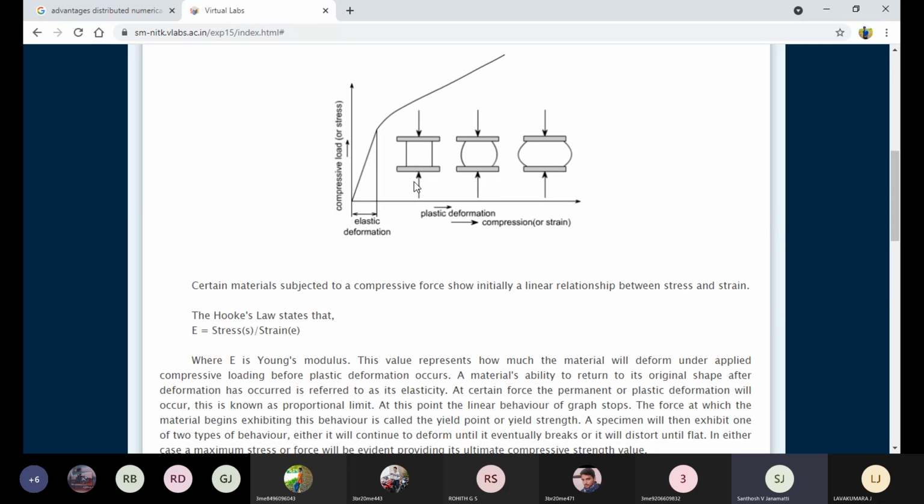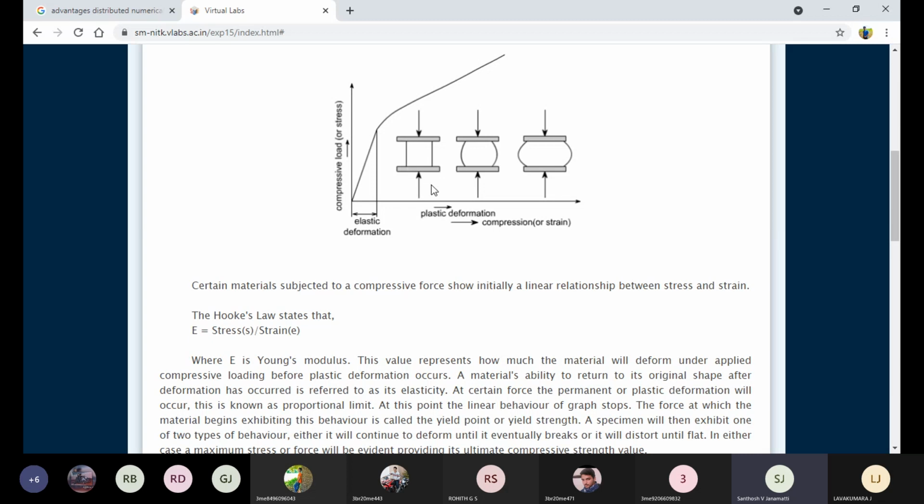Both ends are compressed toward each other. Sometimes we need to compress in only one direction. So at the bottom, obviously there will be an opposing force, some rigid part at the bottom. At the top we are applying the compression load, and the rigid part will be opposite to the applied load. Hence this workpiece is under the action of compression.